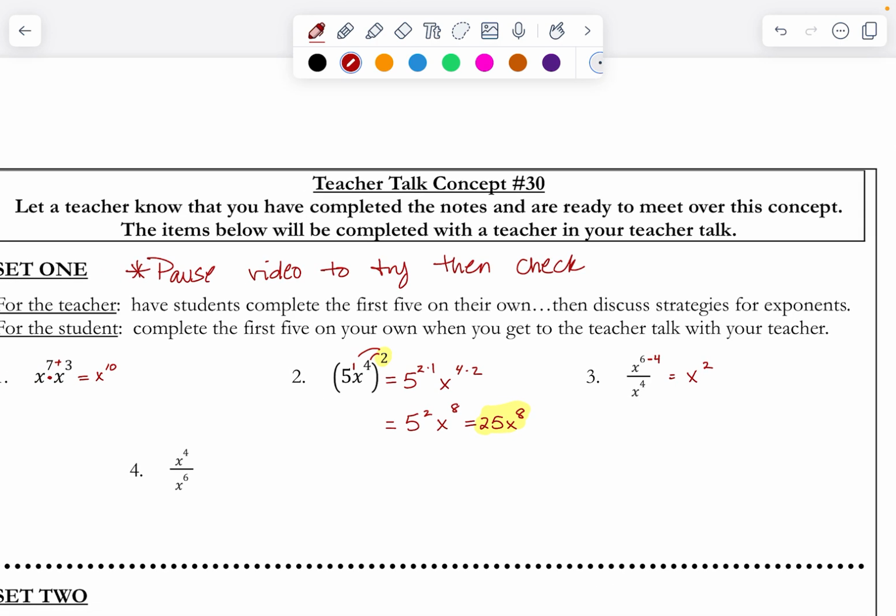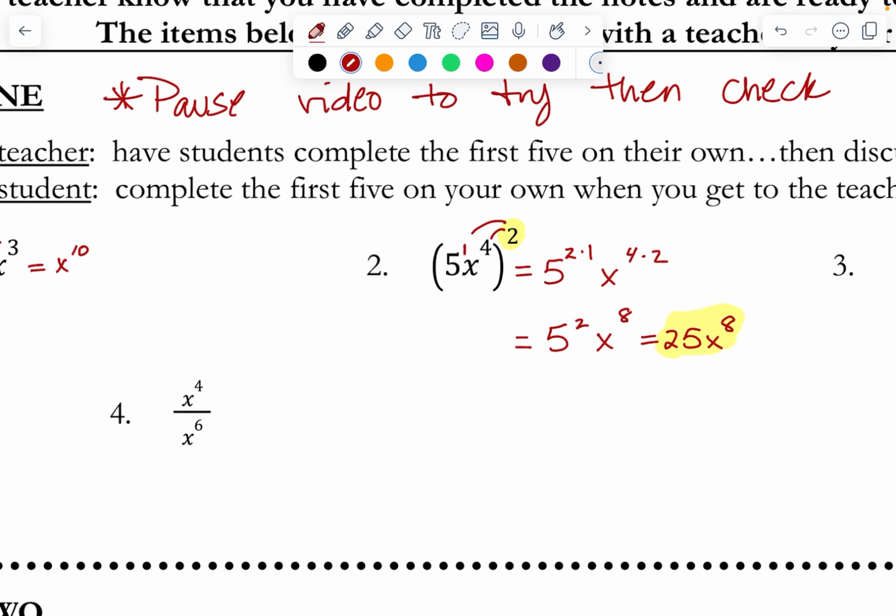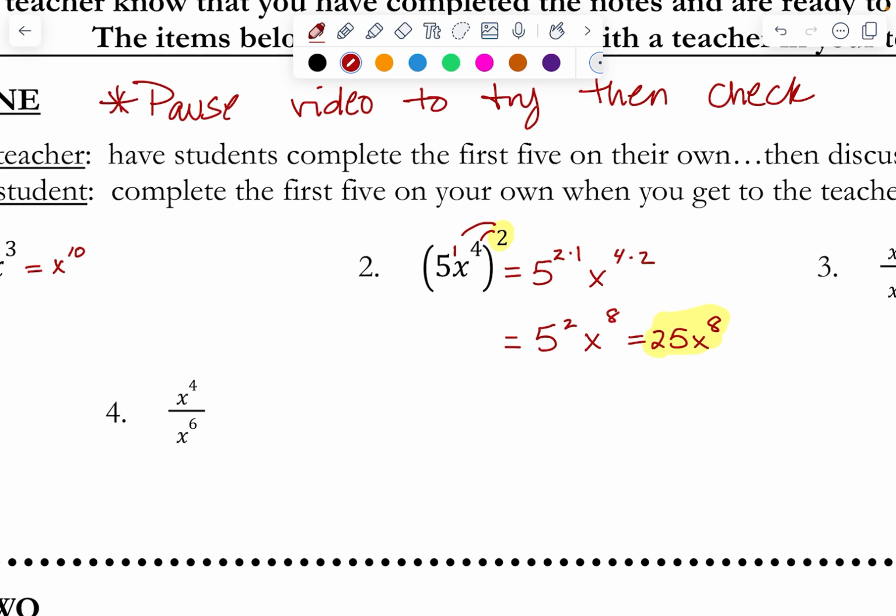Okay. Last one here is also using the quotient rule. So this time we're subtracting 4 minus 6 to get us x to the power of negative 2. Okay, and remember, we never want to end with any negative exponents. We can simplify that further. So whenever we have a negative exponent, in order to make it positive, we need to find the reciprocal.